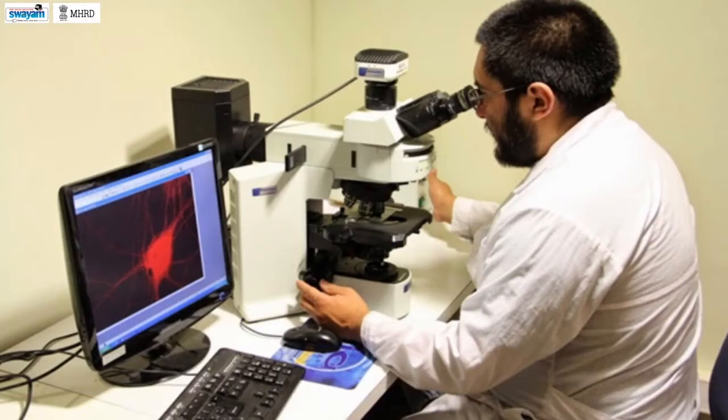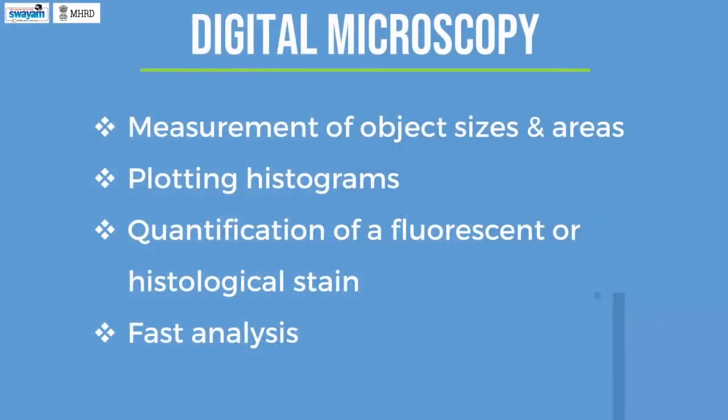The digital microscopes are partly or completely computer controlled with various levels of automation. Digital microscope gives ample scope for better analysis of a microscopic image than a conventional microscope. For example, measurement of object sizes, areas, plotting histograms, quantification of a fluorescent or histological stain, and fast analysis are the added advantages of digital microscopes. There are a variety of digital microscopes readily available in the market, and these operate on slightly different principles.